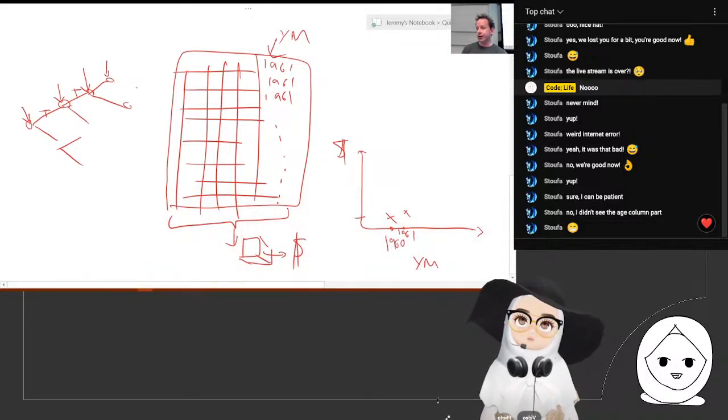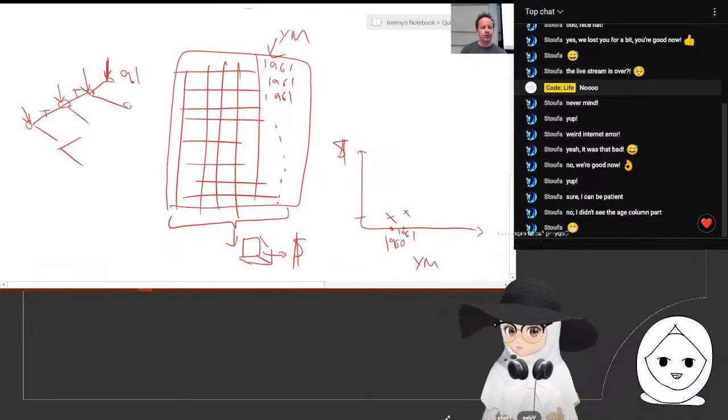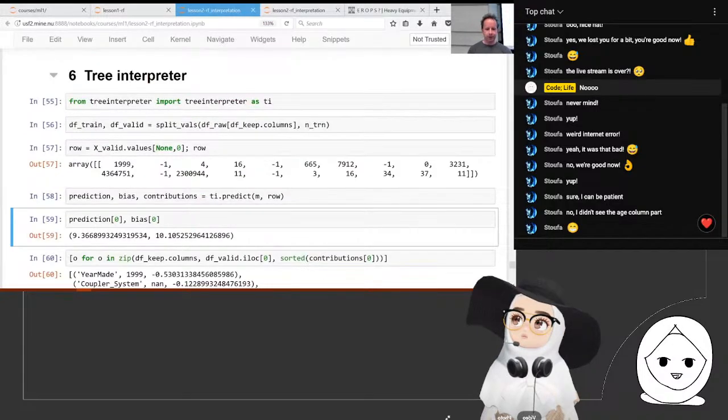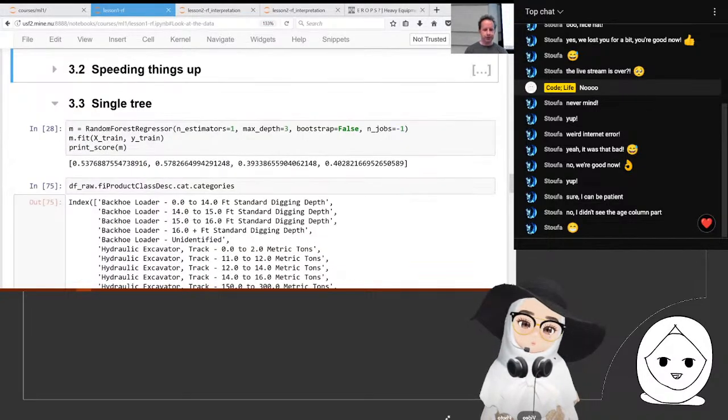For a single tree, if this is our final leaf node, maybe we're predicting 9.1. And then maybe the average log sale price for the whole lot is like 10.2. That's the average for all the auctions. And so you could work your way down here. So in fact, let's go and create this. Let's actually go and run this so we can see it.